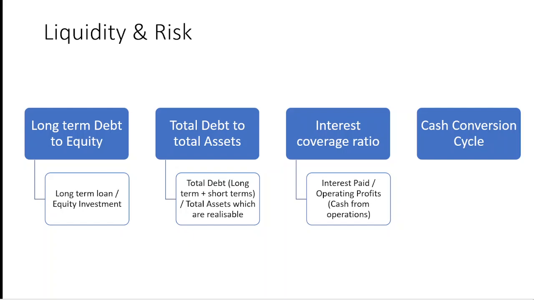Then you have total debt to total assets, which means how much total debt we have and how many total assets we have in order to repay in case of any trouble. So ideally it has to be less than 1, because your total assets should always be more than your total debt. Otherwise there's always a risk that the debts are more than the assets, which means the company will not be able to pay off its debt. So that's again a ratio that we understand.